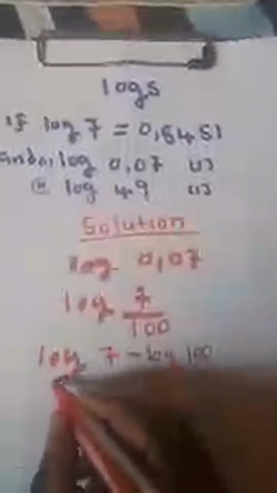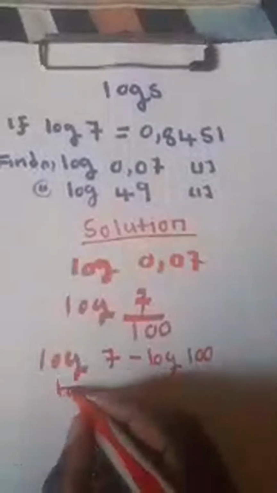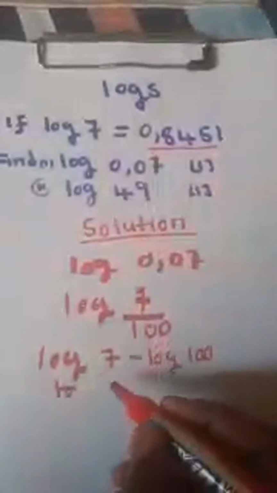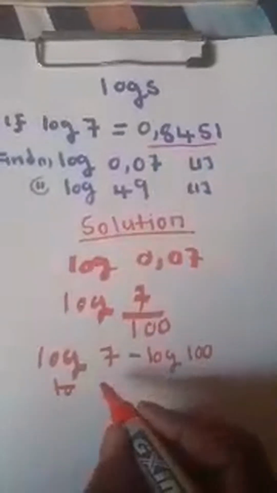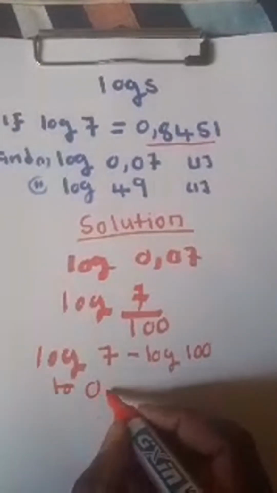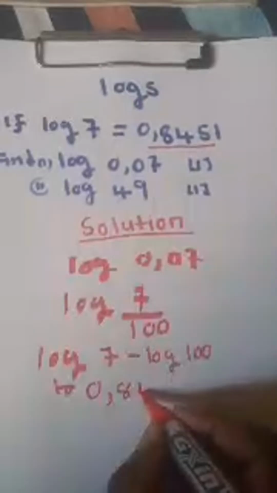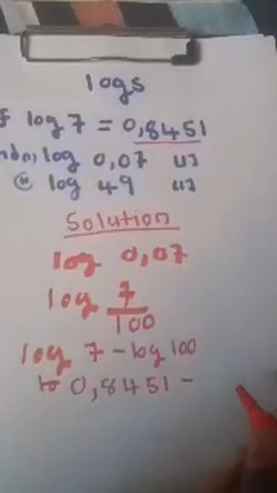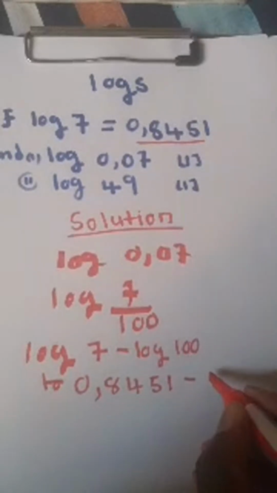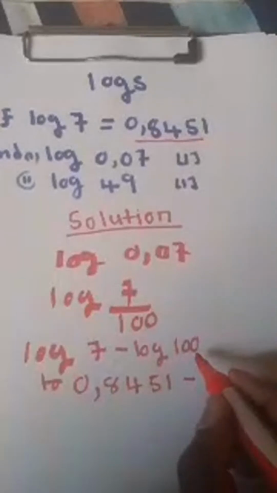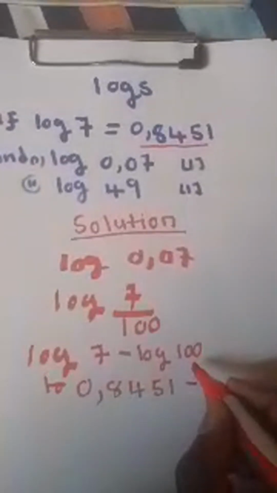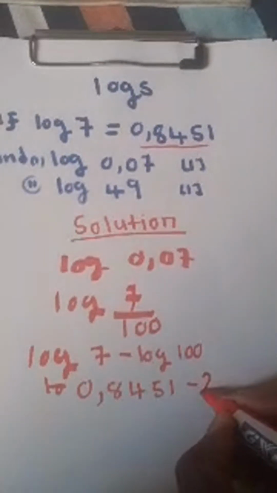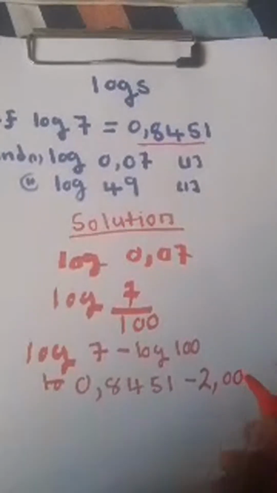Yes, okay. So we're going to say log 7 is the same as what? We are given log 7 is 0,8451. So we're going to say 0,8451 minus log 100. We don't have log 100 here, but you should know that log 1 is equal to 0, then log 100 is equal to 2. So it's going to be 2,00.